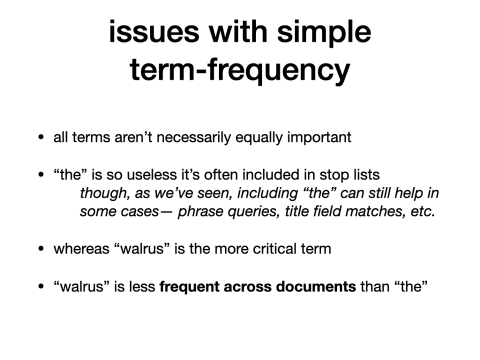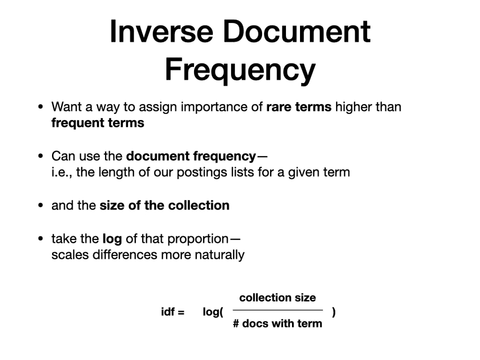This is useful information because this is showing us that one of these words is way more informative about the search than the other. This brings us to inverse document frequency. So this is a way to assign the importance of rarer terms, giving terms that are more rare higher values than frequent terms.